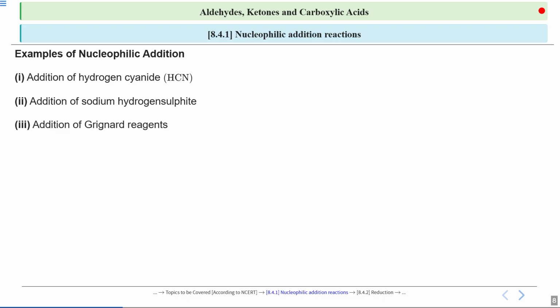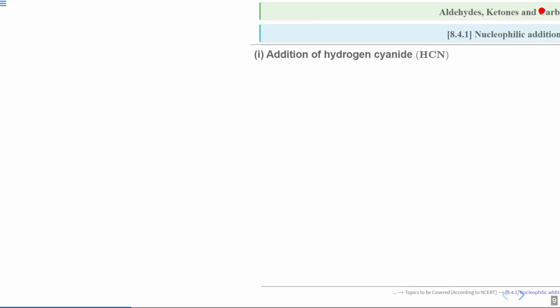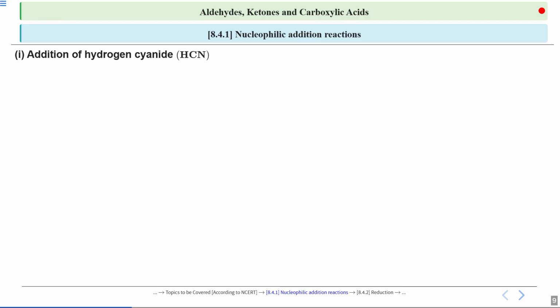Next is the addition of Grignard reagents. Next is the addition of alcohols. The addition of alcohols to aldehydes and ketones forms hemiacetals and acetals. Now what are hemiacetals and acetals? We are going to discuss that in upcoming slides. Next is the addition of ammonia and its derivatives. This reaction is crucial for forming imines or imine related compounds. Now we will discuss all these reactions one by one.